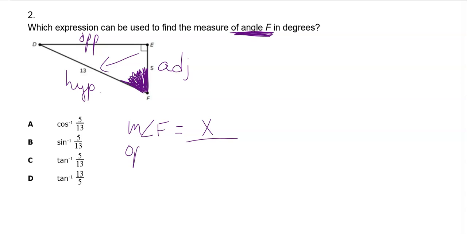The opposite side, we don't know. We don't actually care. We could figure it out if we really wanted to by using Pythagorean theorem, but who cares right now? Adjacent is 5, and hypotenuse is 13. So that's what I'm going to set up for you. Make sure you label your triangles and highlight your angles every time.